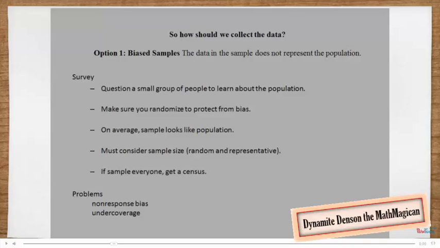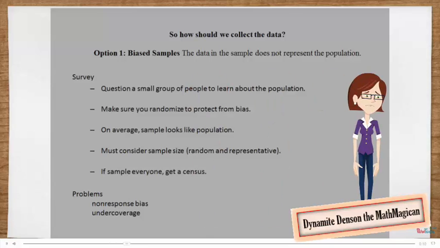Researchers question a small group of people to learn about the population. To help prevent bias, one should randomize how the data is collected and try to ensure the sample represents the population. On average, the sample will look like the population. Also, carefully consider the sample size. A larger sample helps protect against bias. If you sample everyone, then you get what is called a census.